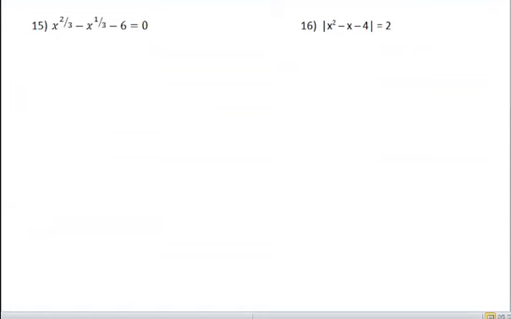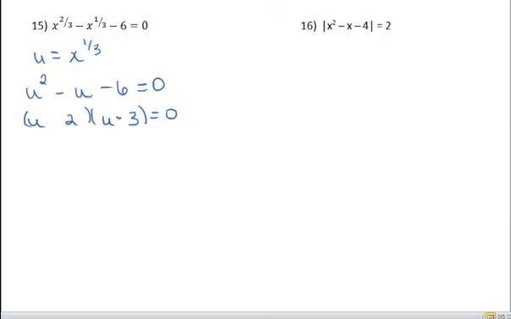So how about number 15? This looks like another one of those quadratic-like functions. So we're going to let u equal x to the 1/3 power. If we do that, our equation becomes u squared minus u minus 6 equals 0. This will factor into u plus 2 and u minus 3, where 3 is negative.